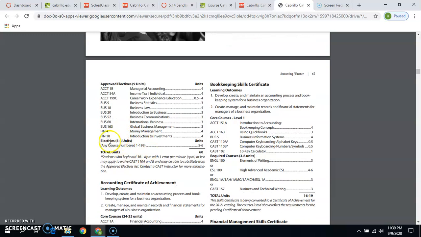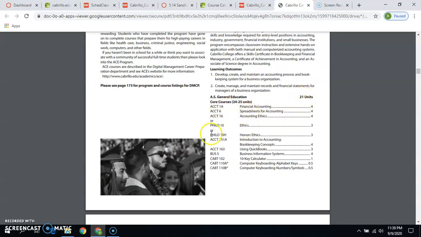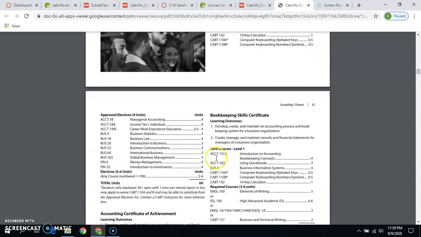The last piece to this is electives. And this is basically saying any course that is numbered 1 through 199 can be used as approved electives. And for that, you need between 5 and 6 units. So when you're done with your general ed, all these core classes here, and 9 units of approved electives, and between 5 and 6 units of any kind of elective that's numbered 1 through 199, you should have a total of 60, at which point you will be eligible for an AS in accounting.